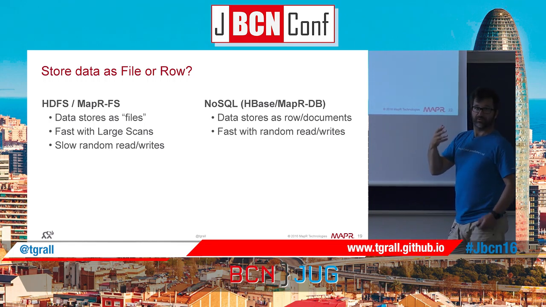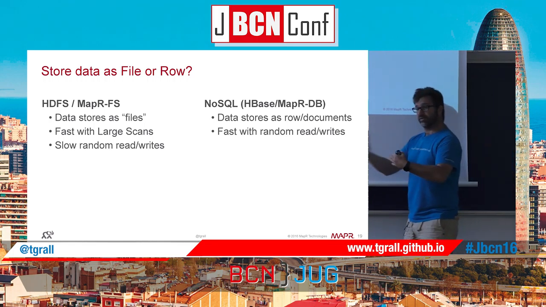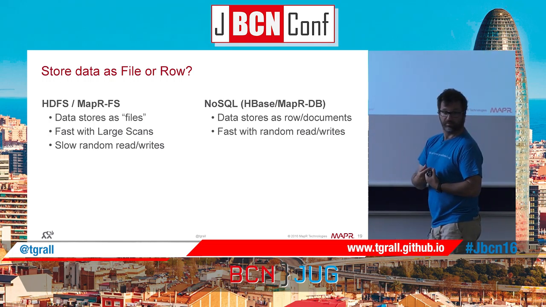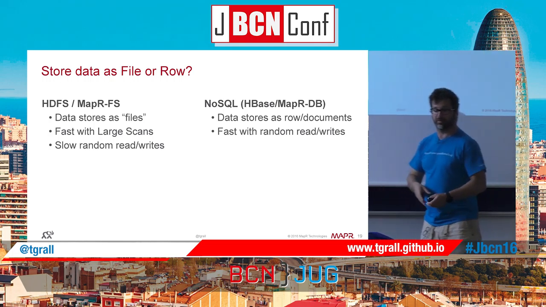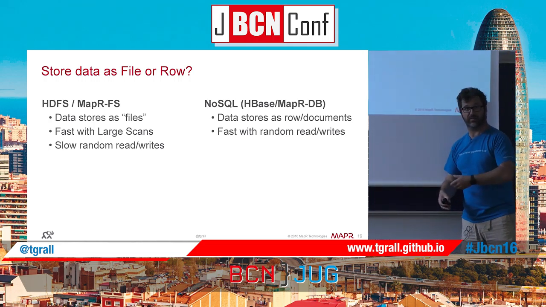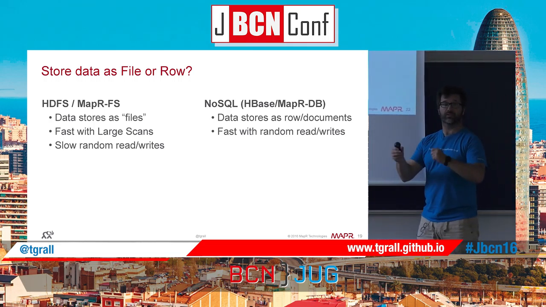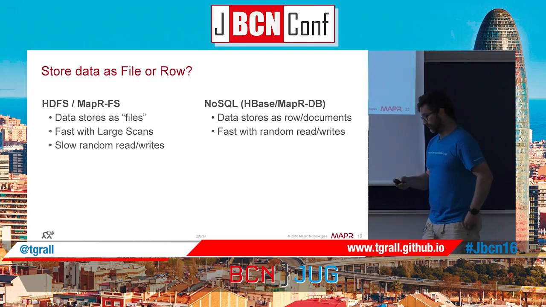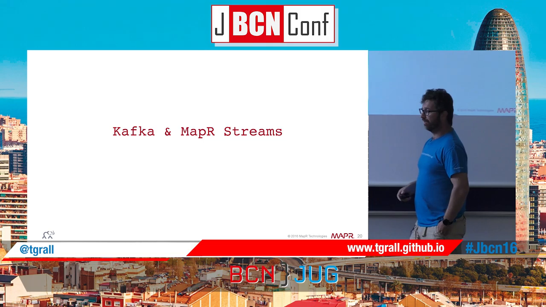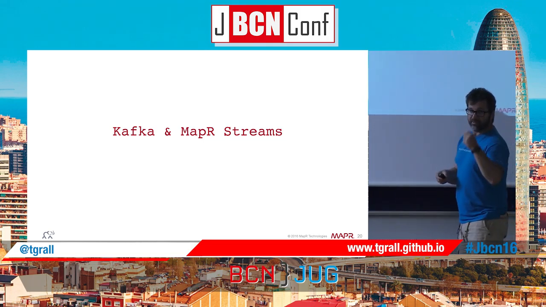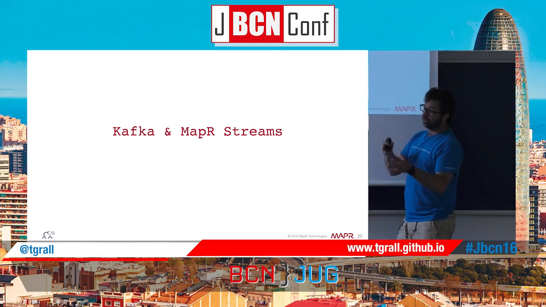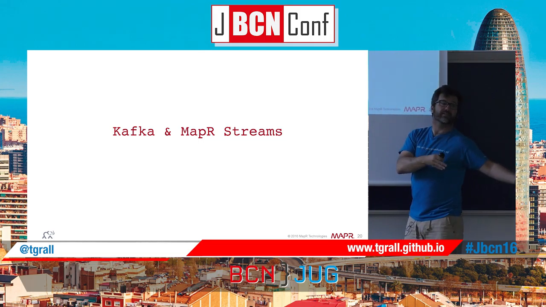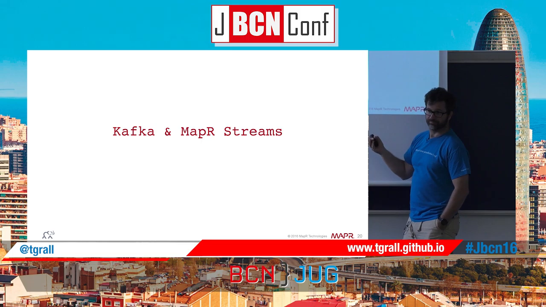So this is a big difference between working with a relational database or a simple NoSQL database to do interactive stuff. Because when you have 1 petabyte of data, you will scan it only when you need to. So in this specific example, I am only using the database and Kafka streams or MapR streams. I don't use the file system directly because I don't need to.